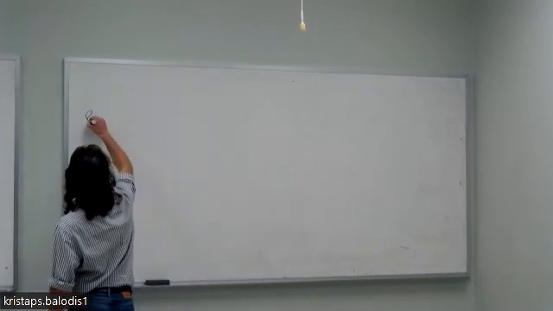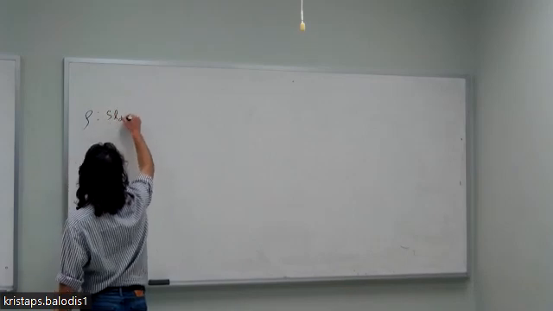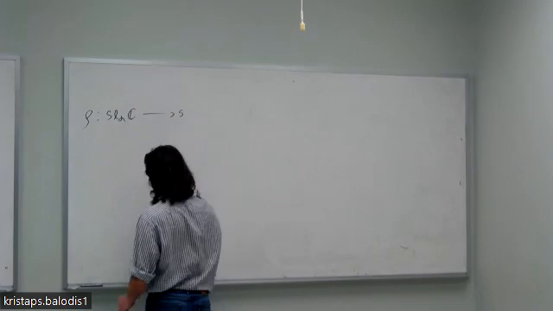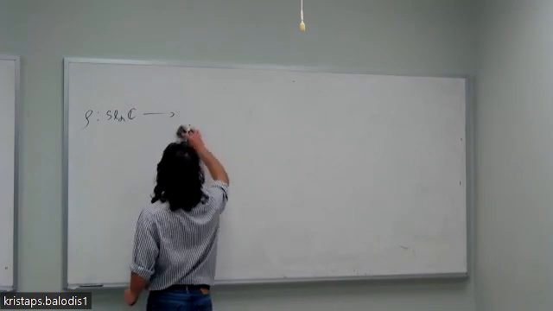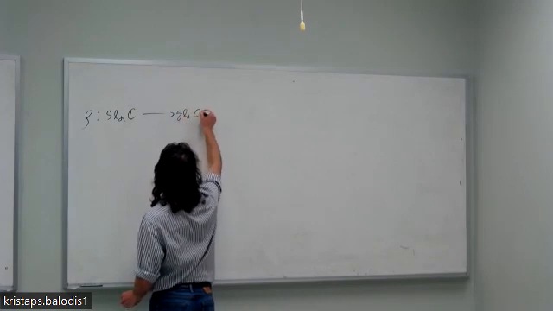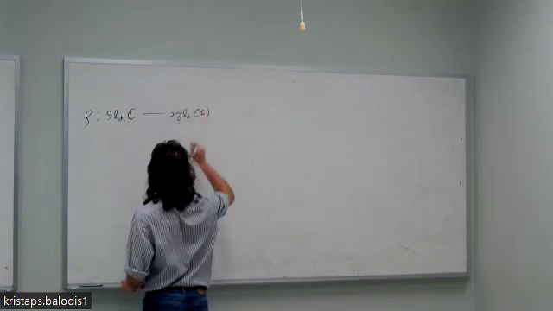Remember, the representation we're talking about is just the identity map from SL2C to GL2C, basically the inclusion map.